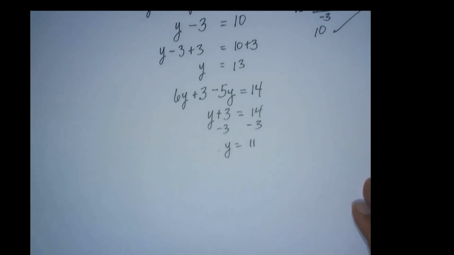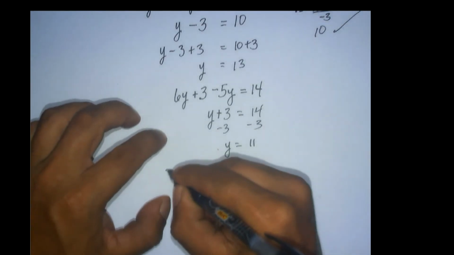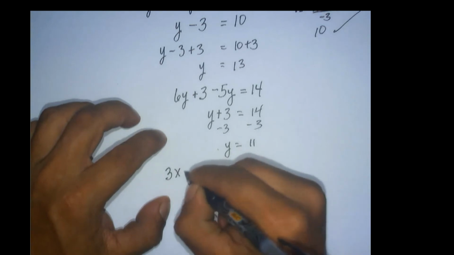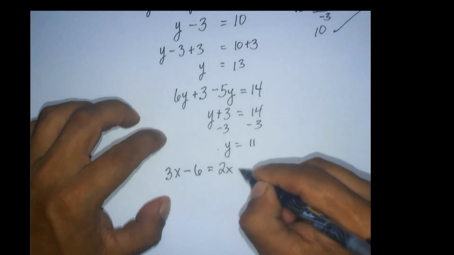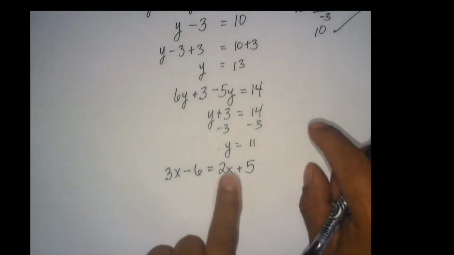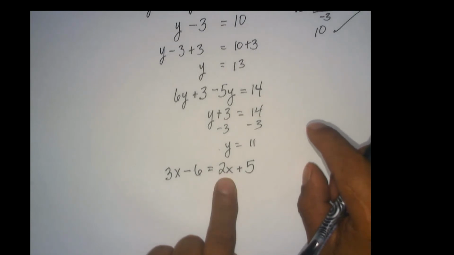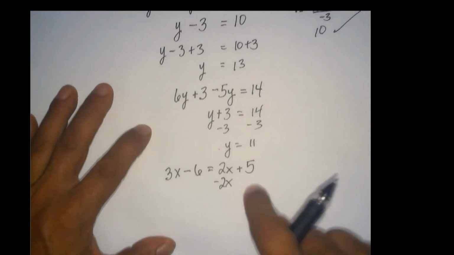Sometimes there are variables on both sides of the equation. For example, 3x minus 6 is equal to 2x plus 5. Now, I want all the variables on one side of the equation. I always try to find the smallest coefficient, the smallest number. In this case, it's 2x. If I take 2 x's away from this side, that takes away all the x's from this side of the equation, right?